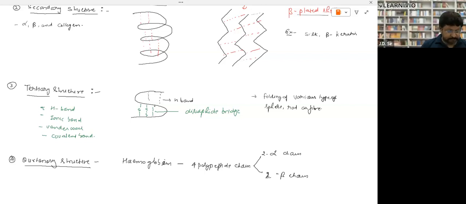Tertiary structure is stabilized by several types of bonds, like hydrogen bond, comma, ionic bond, comma, van der Waals, comma, covalent bond, full stop.